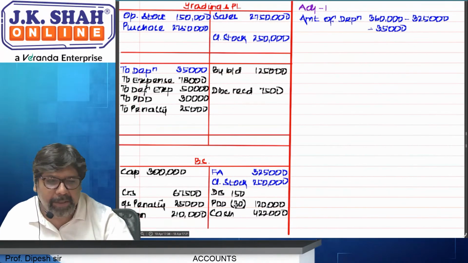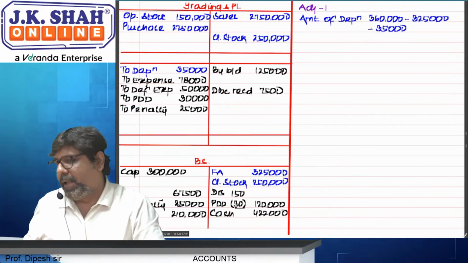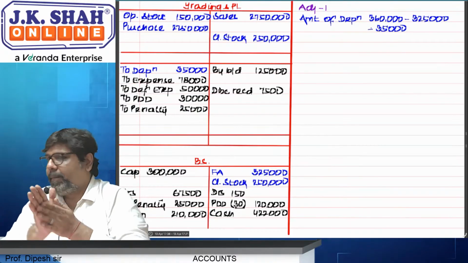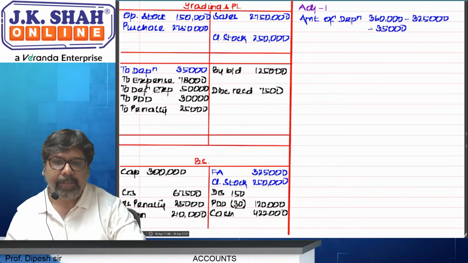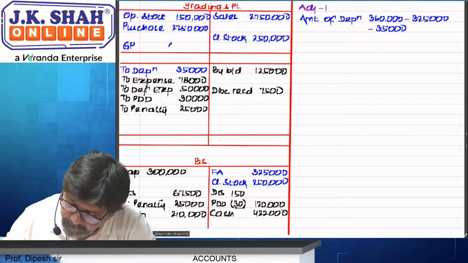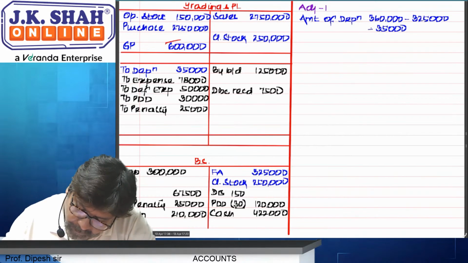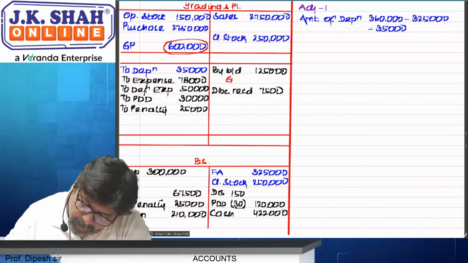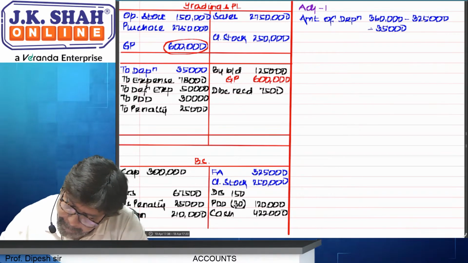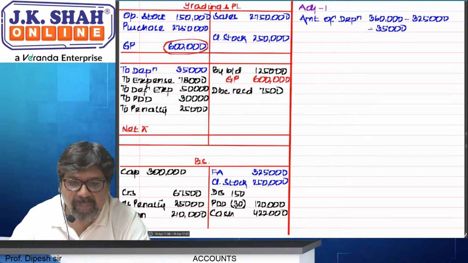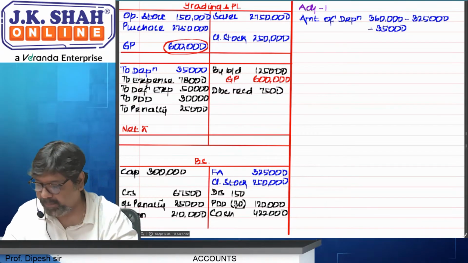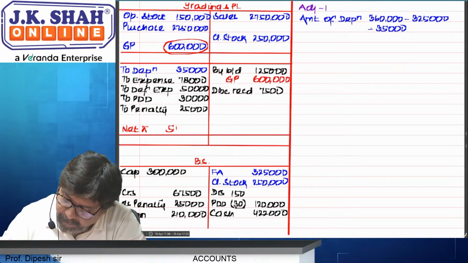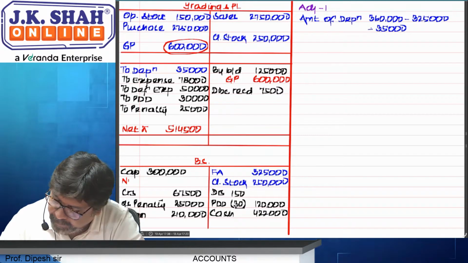हाँ. जल्दी चलो. GP. Gross profit. GP 6 lakhs. फिर NP ₹5,14,500. Correct?